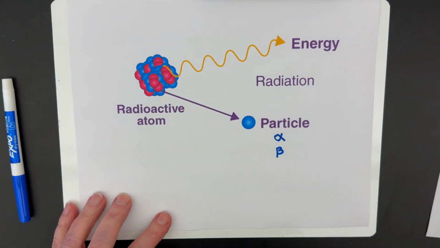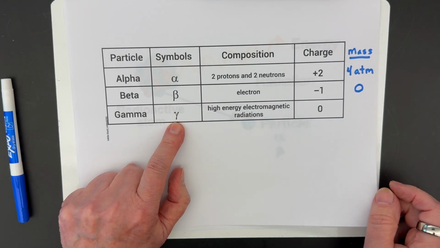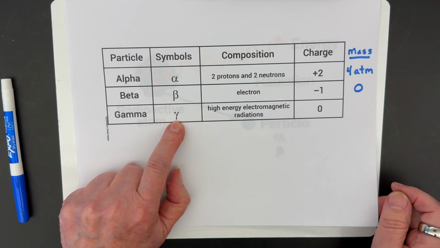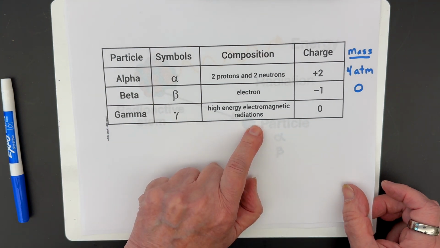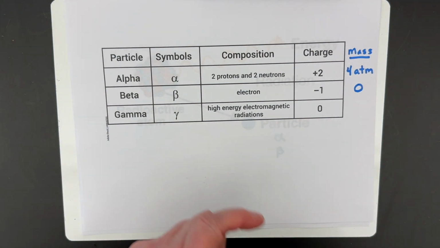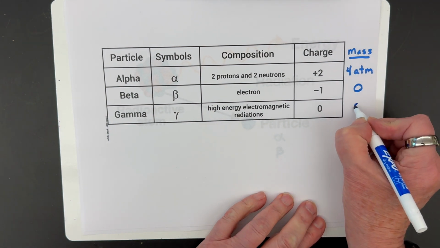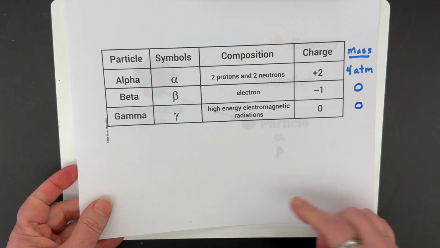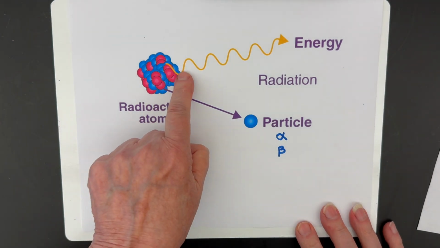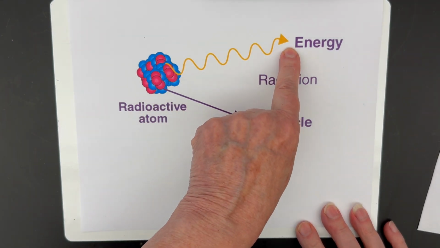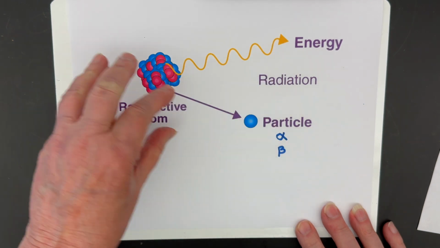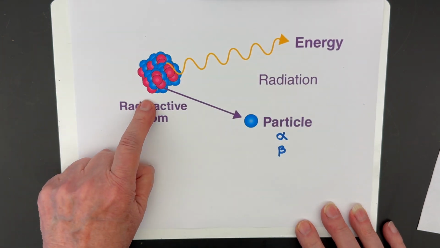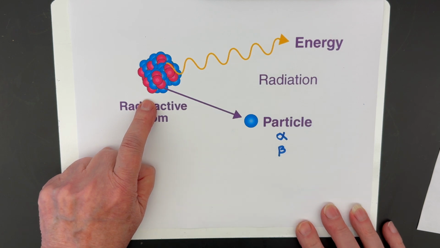Our third type, gamma, is sort of a weird looking Y with a loop on the bottom, or a fish doing a nosedive. That's the symbol for gamma. Gamma is just energy. It has no charge and it has no mass. So gamma radiation is just pure energy that shoots out like a bolt of energy and lowers the amount of energy in the nucleus to a more stable state.